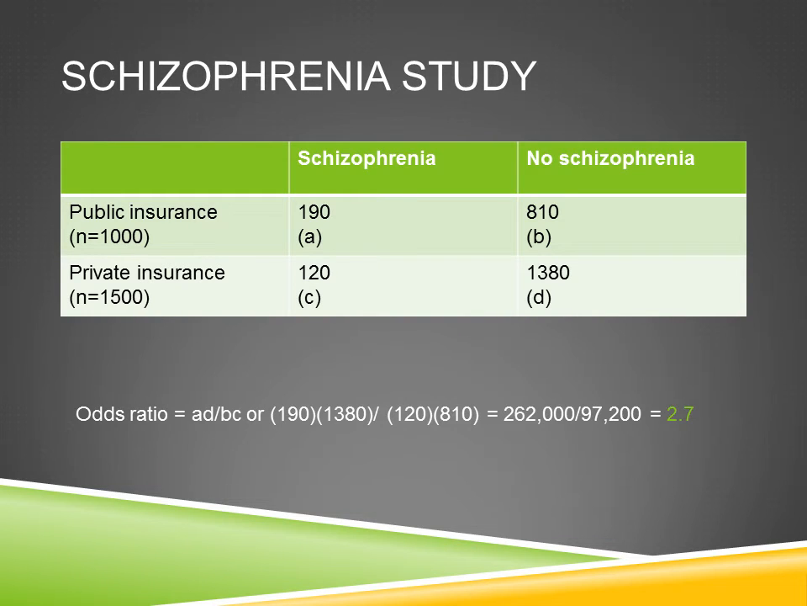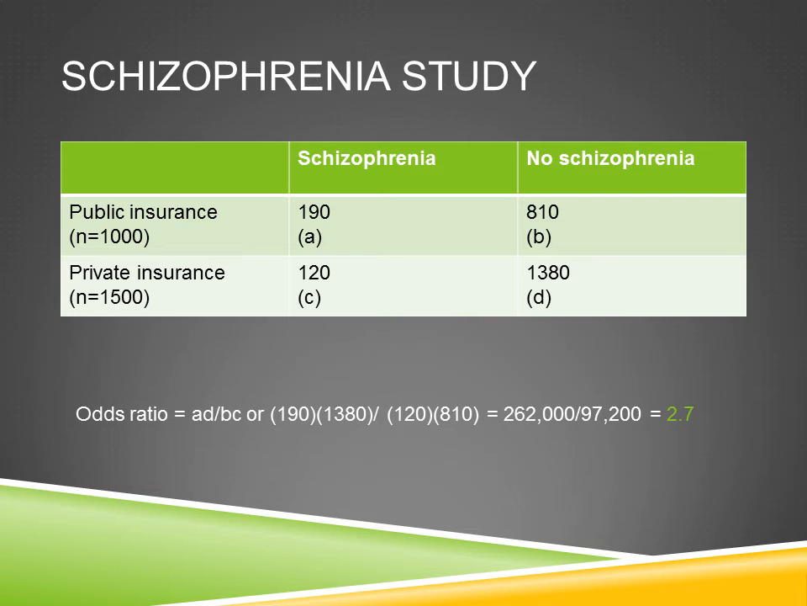So here's your schizophrenia study. Just briefly, I'll say that the exposure goes on the left, the outcome goes on the top, and the positive of both should always be in the upper left corner. Again, you do an odds ratio by doing A times D over B times C. And so the odds of having schizophrenia, if you are on public insurance, is 2.7. So people on public insurance are 2.7 times more likely to have schizophrenia than people not on public insurance.